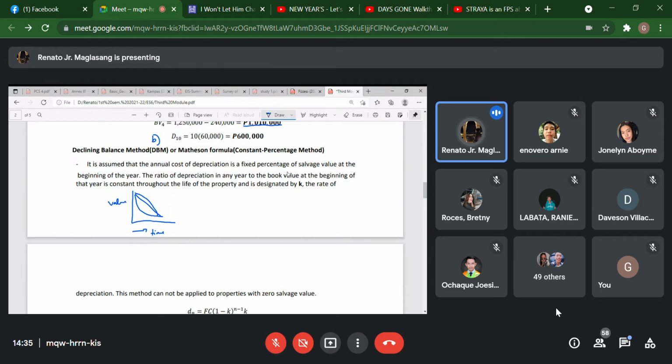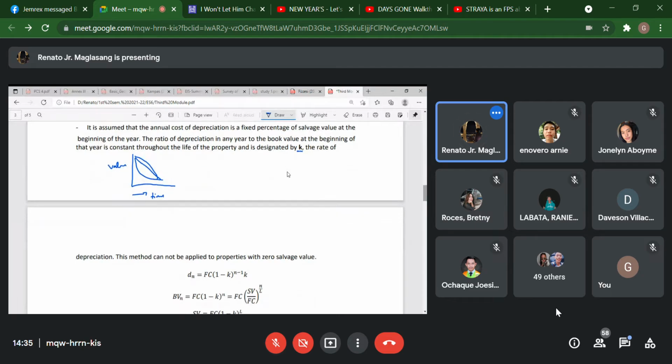It is assumed that the annual cost of depreciation is a fixed percentage of the salvage value at the beginning of the year. So the ratio of depreciation in any year to the book value at the beginning of that year is constant throughout the life of the property and is designated by K. So this K here is the rate of depreciation. So this method cannot be applied to properties with zero salvage value.